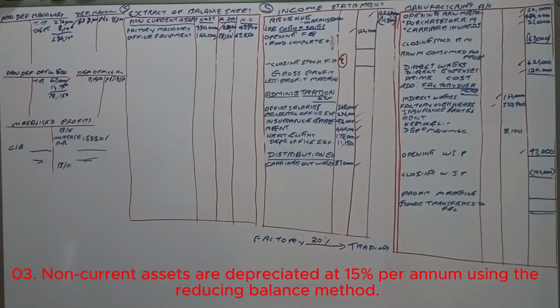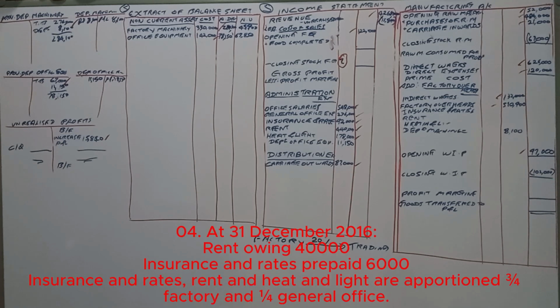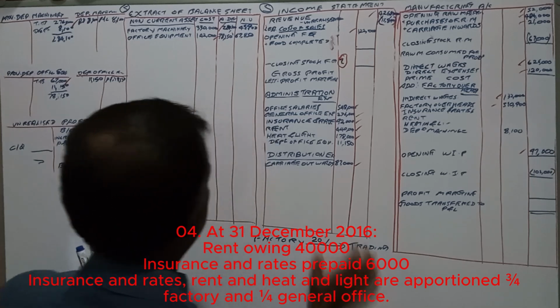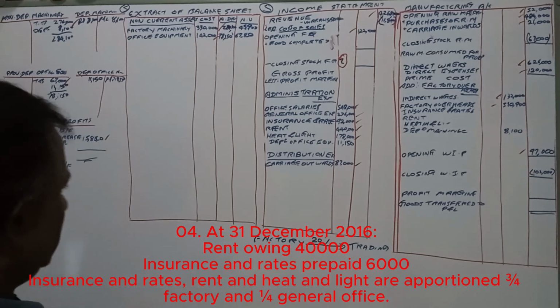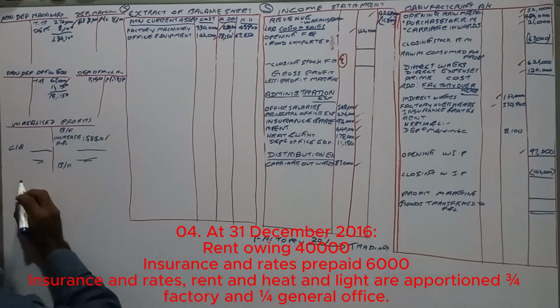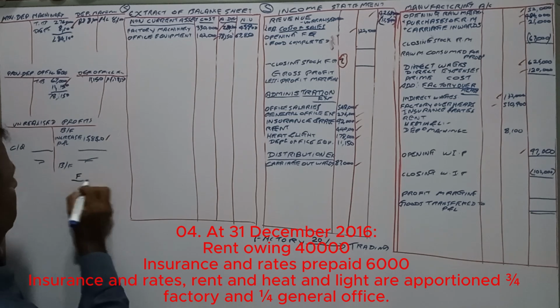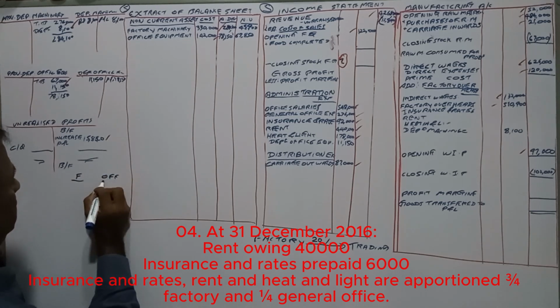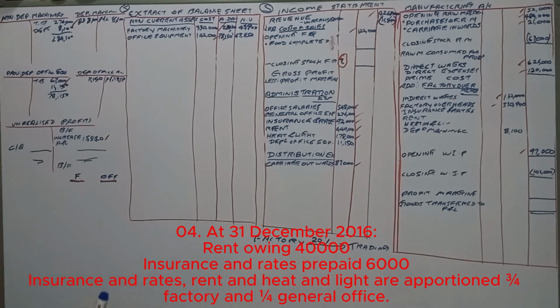Okay, so the next additional information is as at 31st December, right? The rent owing 40,000. First of all, we have mentioned that we have taken all the balances here. Here we have to do the calculation of rent, right? This is for factory, this is for office, right? Understood?